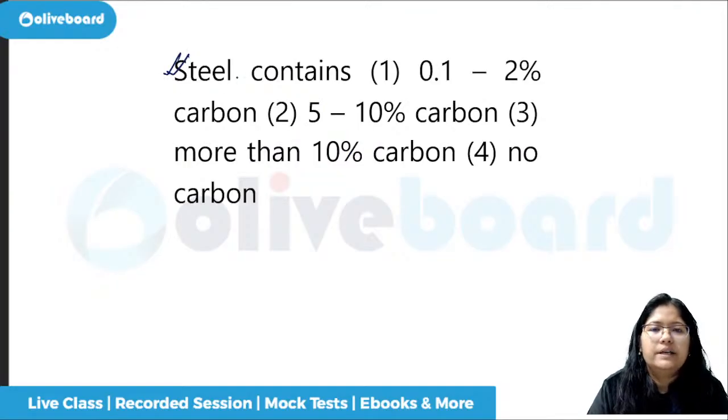Steel contains. So what is the proportion? This question we had seen with a different option. We have to remember that it is between 0.1 to 2% carbon. So 1 is the correct answer. 0.1 to 2% carbon.